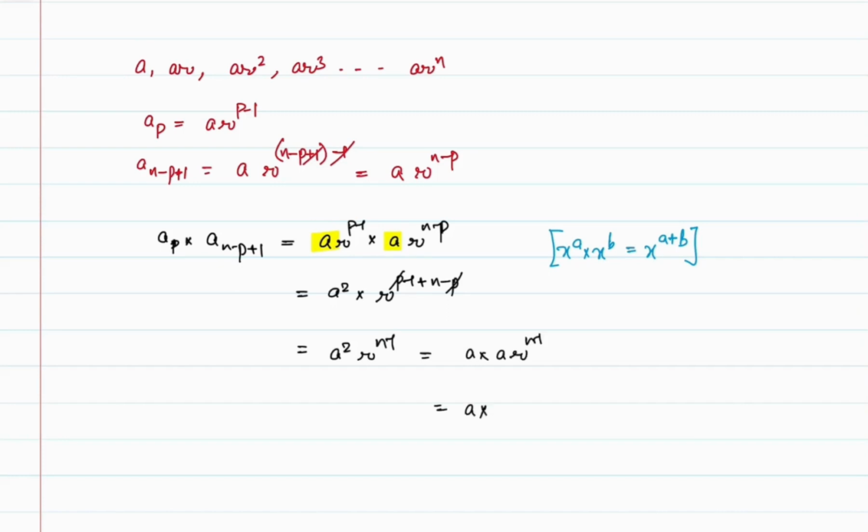Now this can be written as A into A R power N minus 1, which will be equal to A into, now what is A into R power N minus 1? This is the nth term, right? And A is the first term, which is A1. So from this we can tell that the product of the terms that are equidistant from the beginning and the end will be equal to the product of the first term and the nth term always.